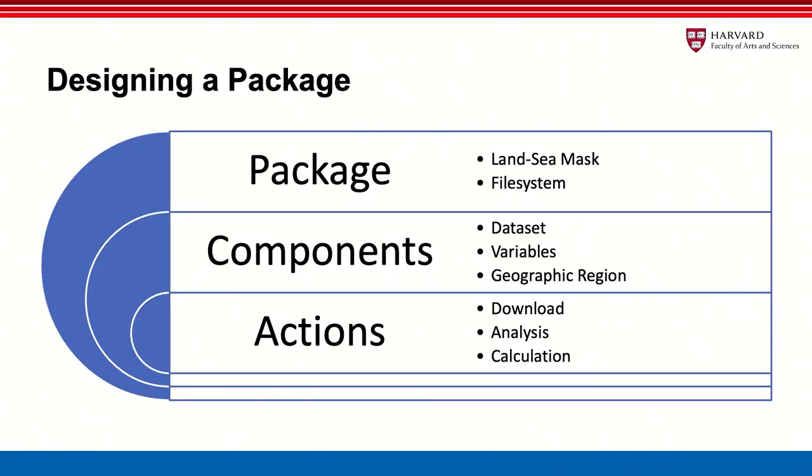But for me, the way I design a package is I usually think about three things. What the package is supposed to do, and how it's supposed to handle the file system, where it puts all the data that I've downloaded or retrieved. And the different components. In Earth observation, you don't just have the data set, you have the variables in the data set, and quite often you're interested in a specific geographic region of interest. These are component parts of the package. Downloading, analysis, calculation and plotting are actions that we perform on the components of a package.